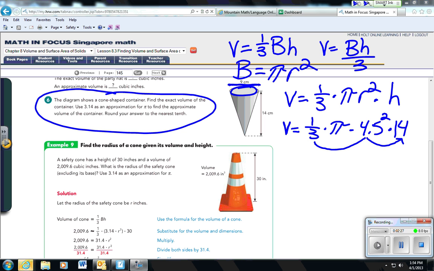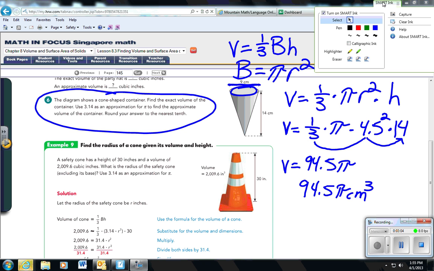And after you do that, what you should get is volume equals 94.5 times pi. So for the exact, we just do not do the times pi. We just leave it 94.5 pi, and we label it. So the volume is 94.5 pi, and the units here are centimeters, so centimeters cubed, since it is volume. So that's all that you do for exact. You just skip the step where you would type in 3.14. That's for the next part, the approximation.